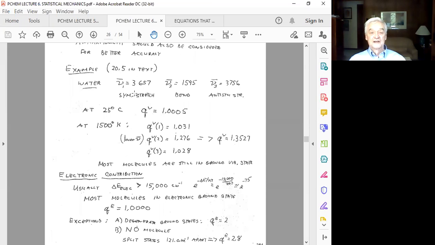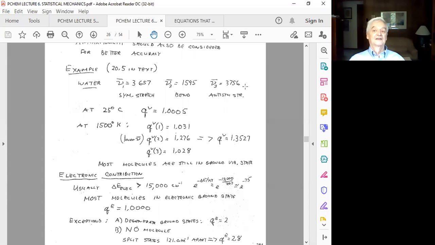And here's a hint whenever you work with statistical mechanics. If you're looking at energy levels that are very much greater than kT, then you don't worry about their contribution. So the exponential term for nu1, this first frequency, would be 3657 over 207 at 25 degrees. So that's roughly e to the minus 18th. You don't have to worry about this contributing anything. And the same thing for the third vibrational frequency. This is 18 times greater than kT, so you don't need to worry about it.